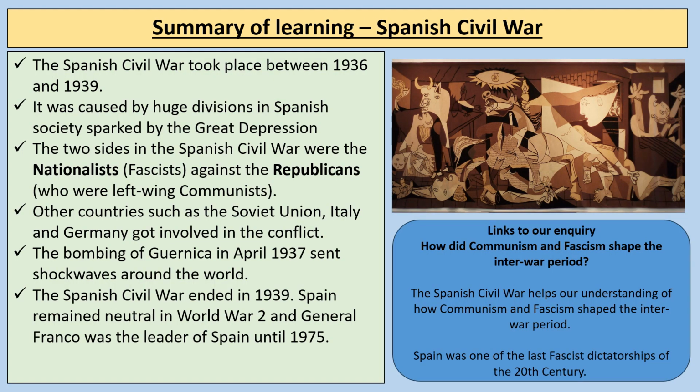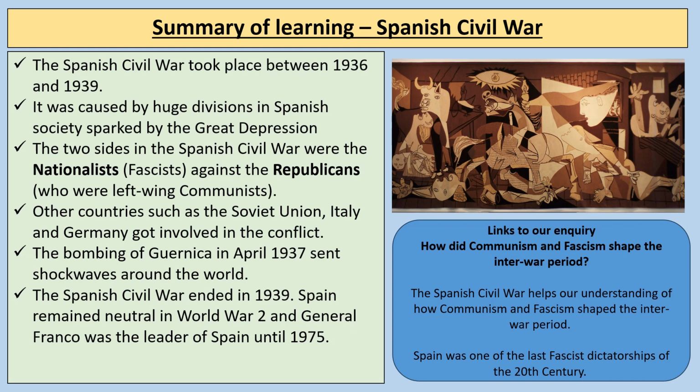So, summary of learning. The Spanish Civil War took place between 1936 and 1939. It was caused by huge divisions in Spanish society sparked by the Great Depression. The two sides in the Spanish Civil War were the nationalists, the fascists, led by General Franco, against the Republicans, who were left-wing communists. Other countries such as the Soviet Union, Italy and Germany got involved in the conflict, so it's a truly international element to this civil war.